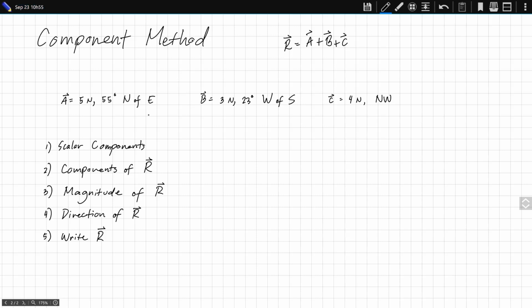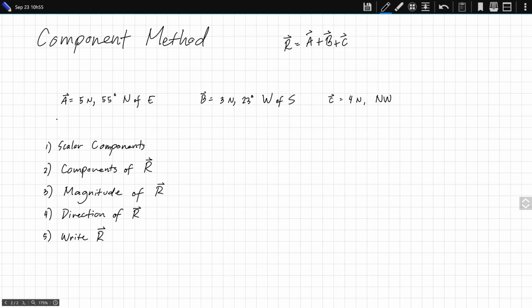So I've listed down all the steps that we need to do to solve for the sum of a plus b plus c. The first step is to solve for the scalar components of our vectors. So scalar component ng a, scalar component ng b, and ng c. Next step is to solve for the components of r, galing doon sa mga na-solve natin na scalar components. And then, with the components of r, we can solve for the magnitude of our resultant r. And then, we can solve for the direction of our resultant r. And then finally, since meron na tayong magnitude and direction, we can write our resultant vector r.